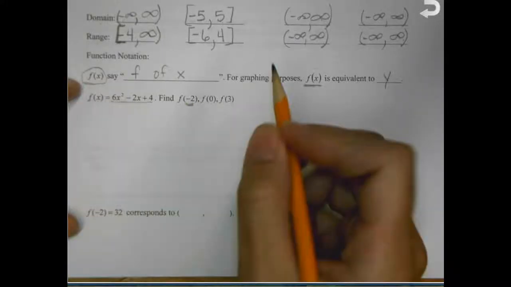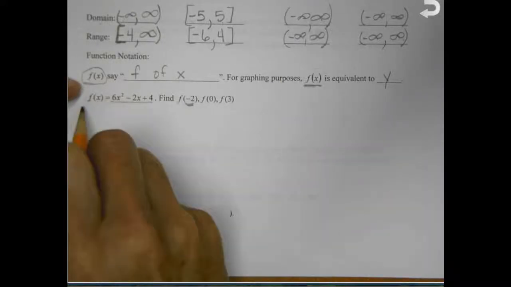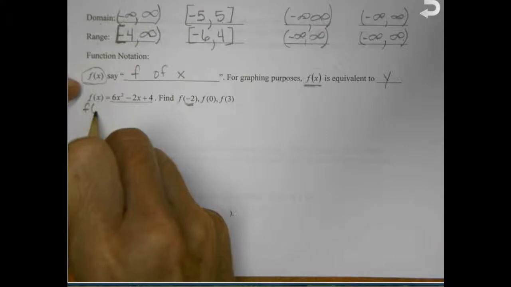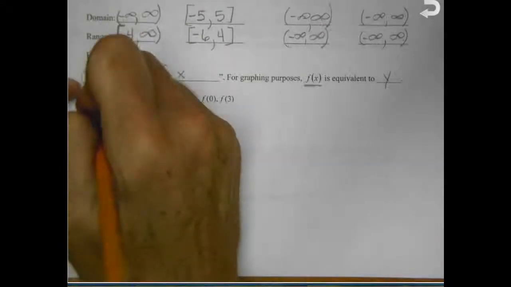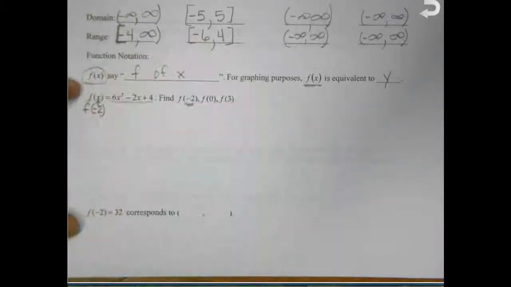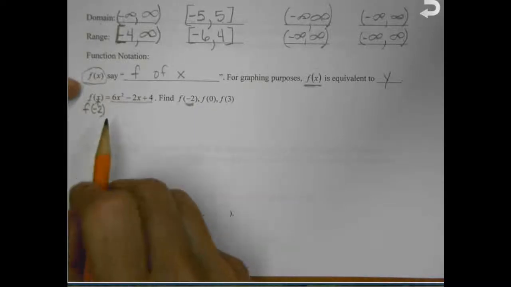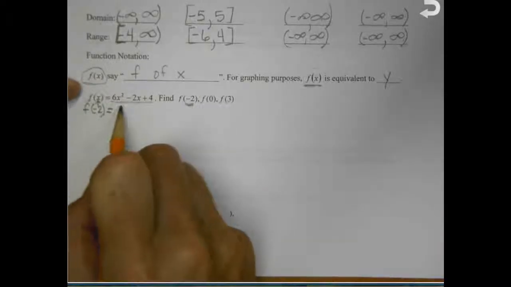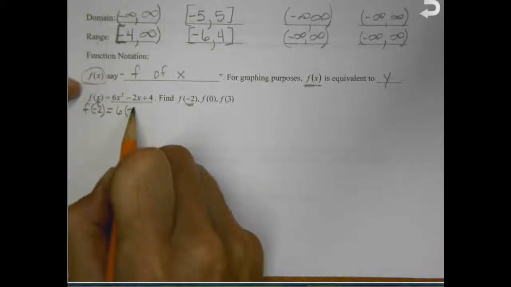This nice quadratic, then I say I want to know what f of negative 2 is. And you can see that where I had the x, now I have a negative 2, and that's instructions to me to go ahead and substitute in on the right hand side. Wherever I see the x, put in a negative 2.